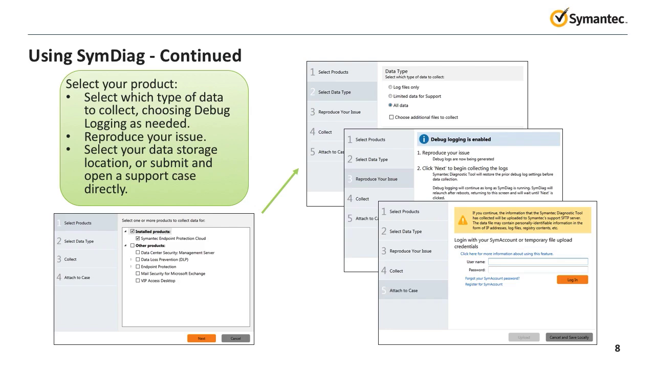Using SymDiag is an easy process. Simply follow the wizard after selecting the Endpoint Protection Cloud product. Once you have made your selections and reproduced your issue, you can use SymDiag to directly open a support case and submit your log files.